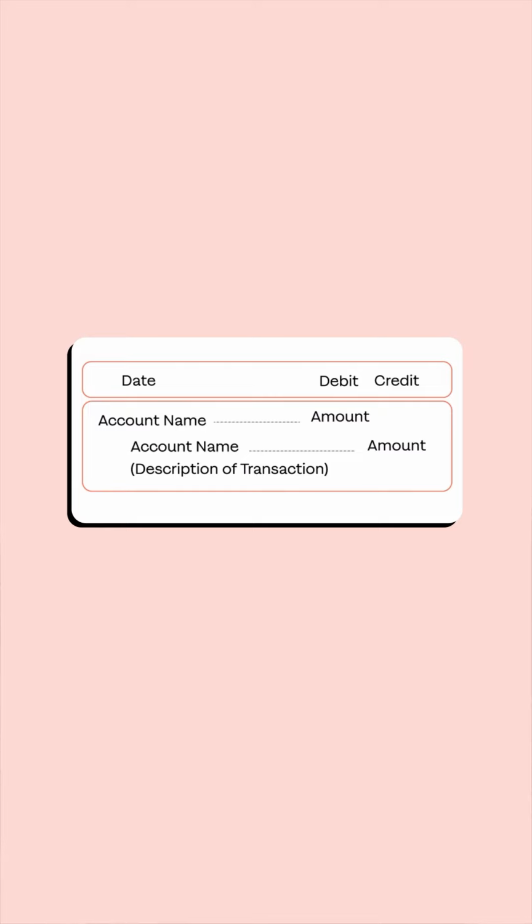At the top are two amount columns. To the left is the column labeled debit, and to the right is the column labeled credit. There is space below for each amount that corresponds with the account names on the left-hand side. And finally, below all of this is space for a brief description of the transaction, whatever it may be.